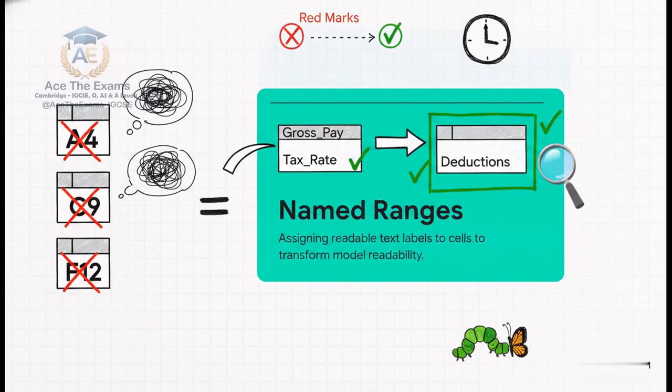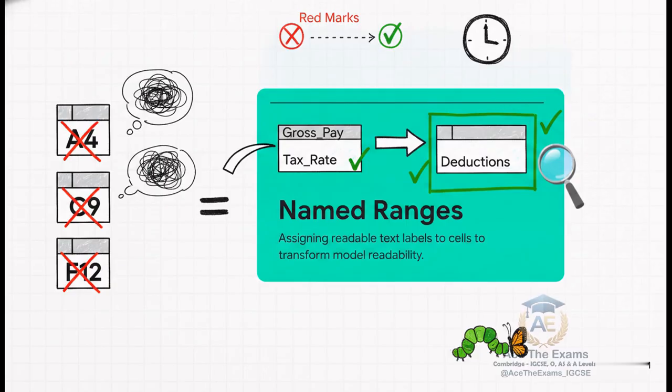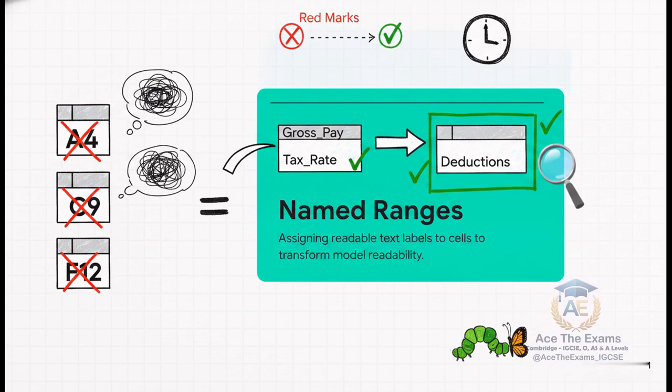Now imagine a formula that says =gross_pay*tax_rate-deductions. That is the absolute power of named cells and ranges. Cambridge explicitly assesses your ability to follow strict conventions, use correct terminology, and provide clear annotation. Naming a range doesn't change the mathematical output at all, but it fundamentally transforms the readability and structural integrity of your model. When you use named ranges, you're basically winking at the examiner and saying, "I am a professional. I build systems that are transparent and easily auditable by third parties."